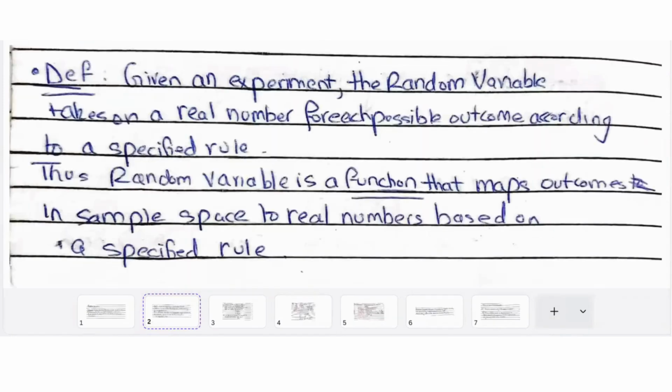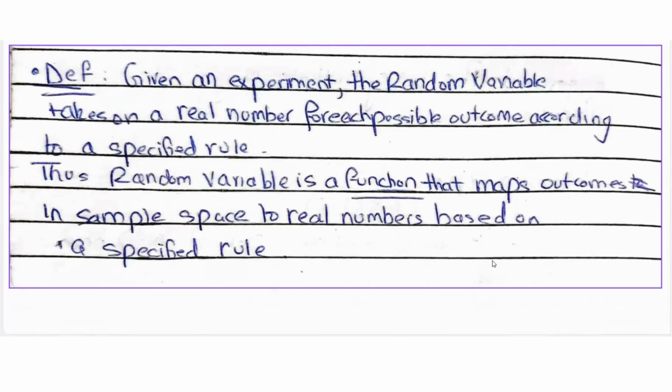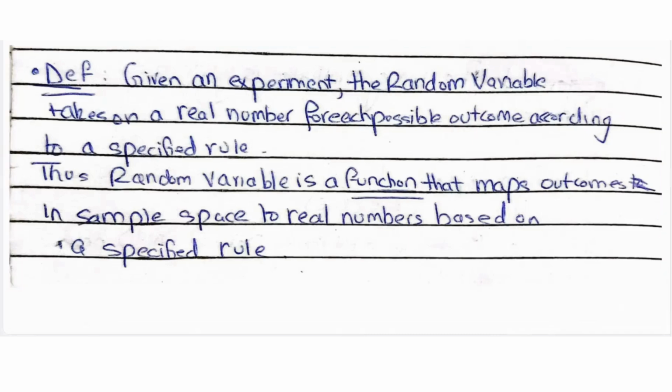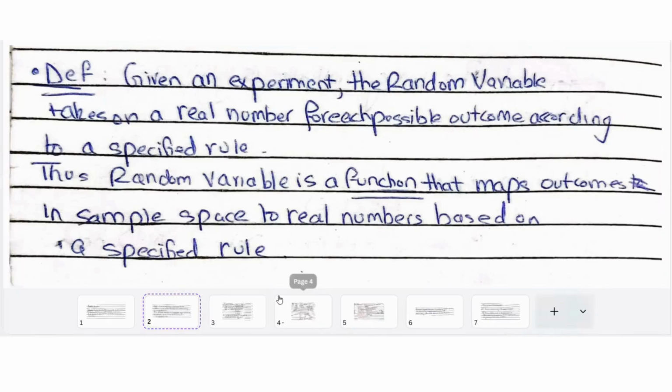So now let's precisely define a random variable. Given an experiment, the random variable takes on a real number for each possible outcome according to a specified rule. So in other words, it's simply a function that maps outcomes in the sample space to real numbers based on a specified rule. So what we're saying is that you performed an experiment. The random variable is going to map each outcome in the sample space to a real number, and this is going to be based on some rule. This will make more sense when we look at two examples.